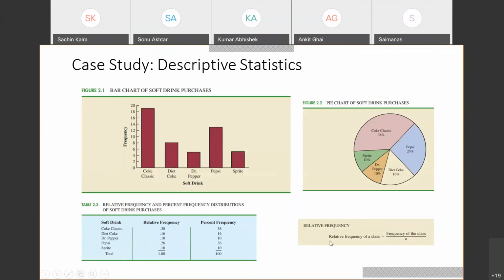Now, this is the formula for calculating the relative frequency of a class. Relative frequency, as I told you, is nothing but the count divided by the total number. So, it is the count of that particular class, let's suppose Coke Classic, divided by the total number. The total number is, I think, actually 100 here. That's how we're getting 38%. So the total count of that particular class divided by the total number of records, that's how you get relative frequency. And when multiplied by 100, it becomes a percent frequency. It's one and the same thing.